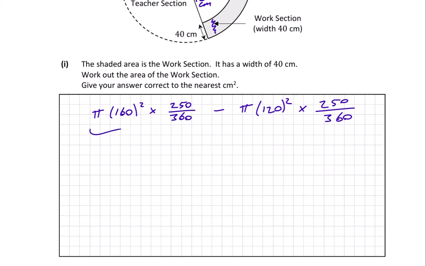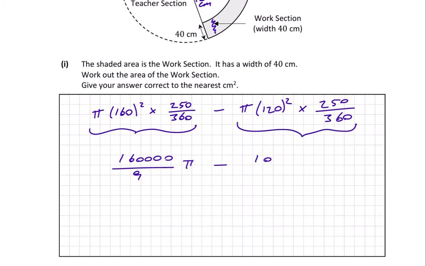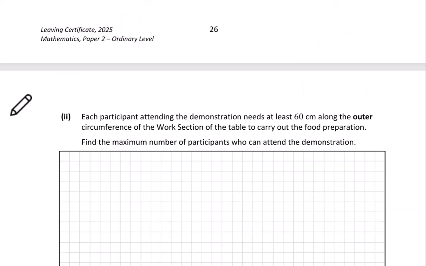If you work out this part here, you'll get 160,000 over 9 times pi. If you work out this part here, you'll get 10000 pi. So all you've got to do is subtract those, and you'll get 24435, and that's square centimeters because it's an area, and this is to the nearest square centimeter. Okay, let's look at the next one then.